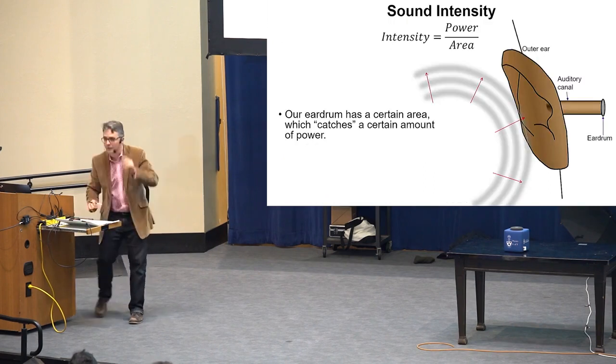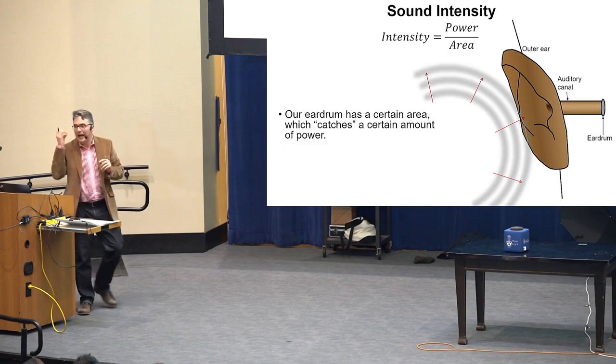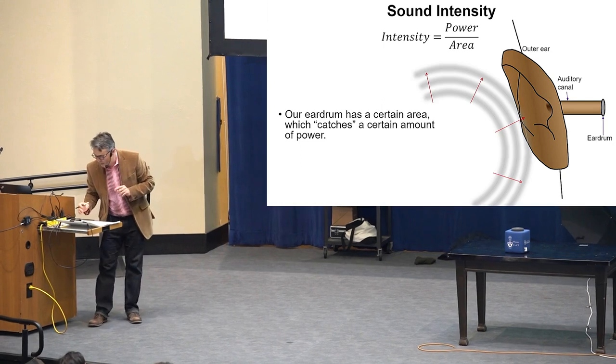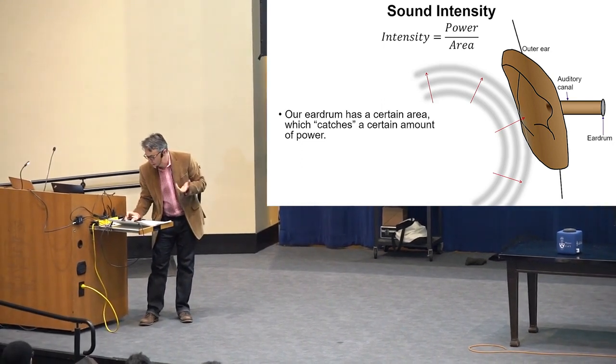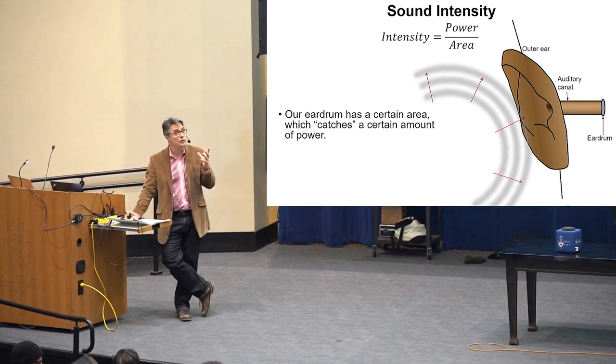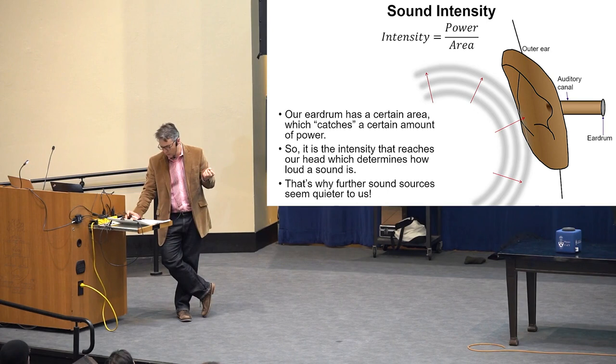Does that sort of make sense? Here's my ear, which has a certain collection area. Maybe my eardrum has a certain area which will catch a certain amount of power. So if I stand farther away from the same source and that power is spread over a bigger area, I'm going to catch less of it with my ear. And that's why farther things are quieter. It's not because the energy went away, it's just because it got more spread out on the way to us. That's where the 1 over r squared thing comes from.